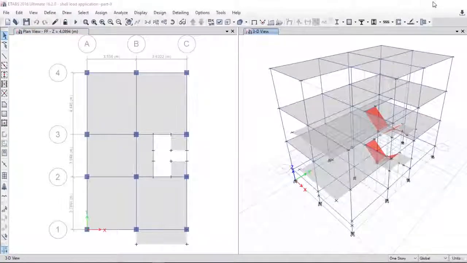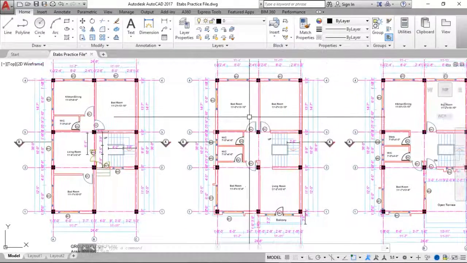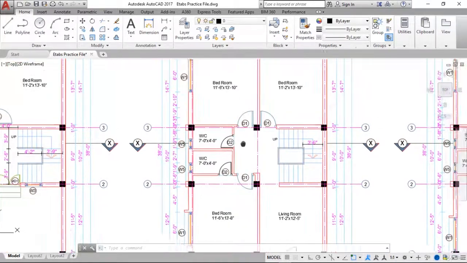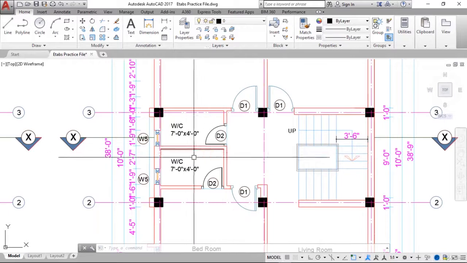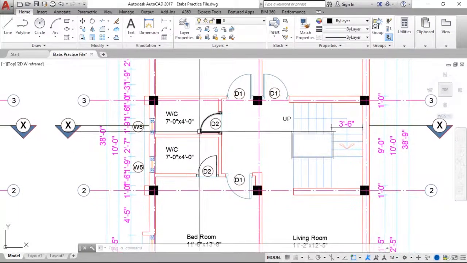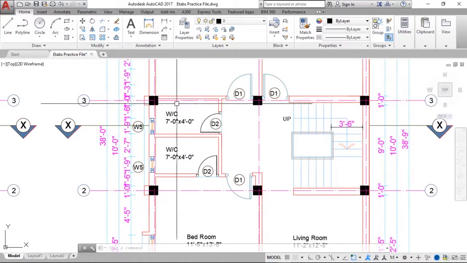Hello friends, in the previous video we applied the load on the slab. So we applied the floor finish load and the live load, right? So in this video we'll learn how to apply the wall load on the slab. Okay, so you can see that these walls are not exactly on the beams.